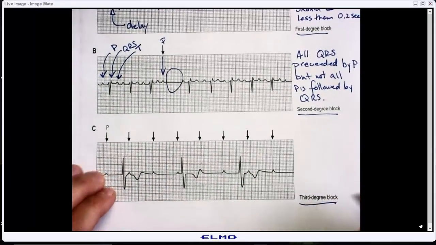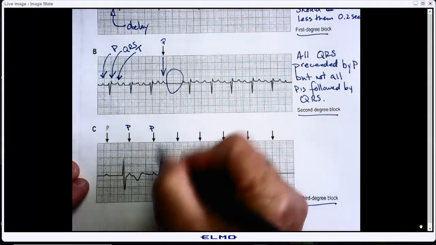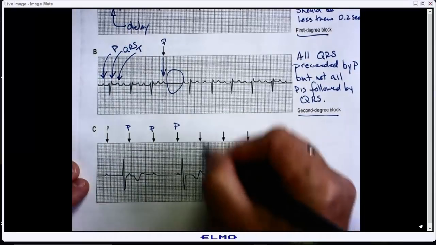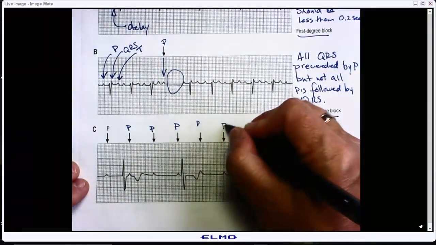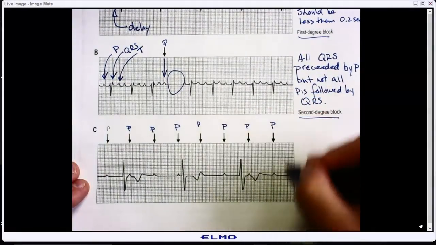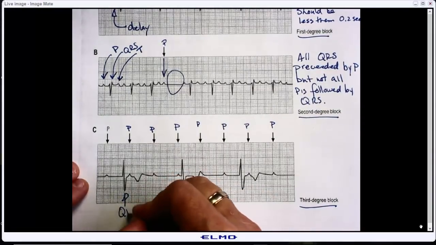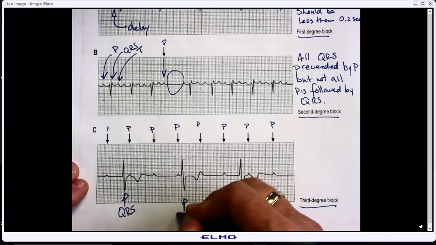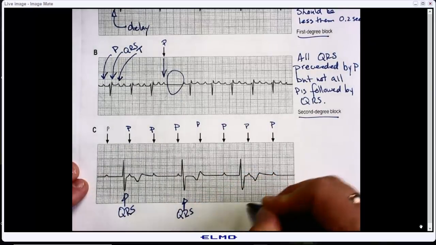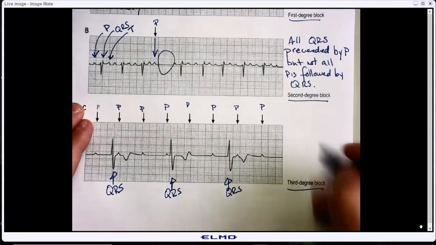And then you have something called third degree block, where you can see you've got P waves. Right, so there's a P there, and a P there, and a P there, a little bit of a P there on top of the T, P there all by itself, right? And then you get kind of QRSs. So these P's and these QRSs aren't really even associated with each other anymore. Okay? So third degree block is also called complete block.